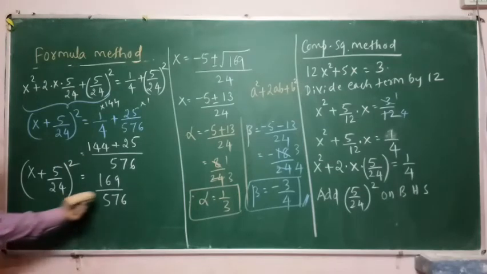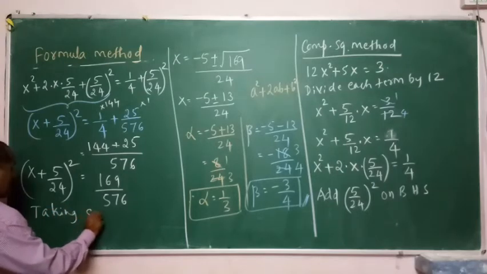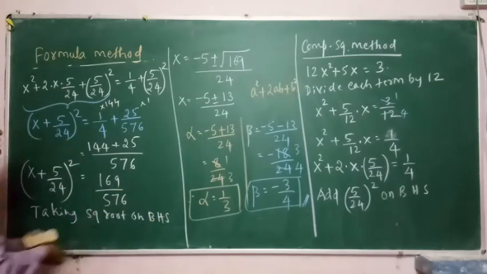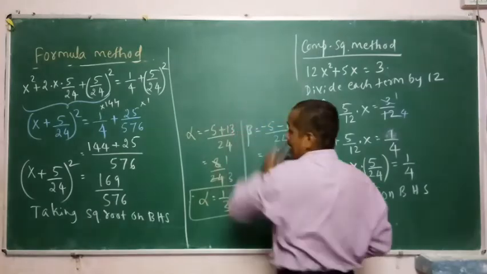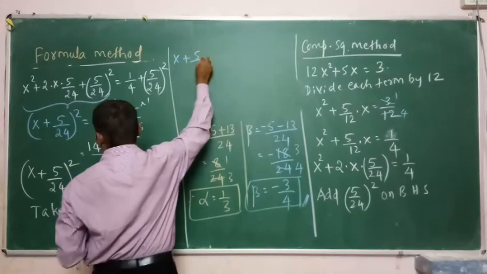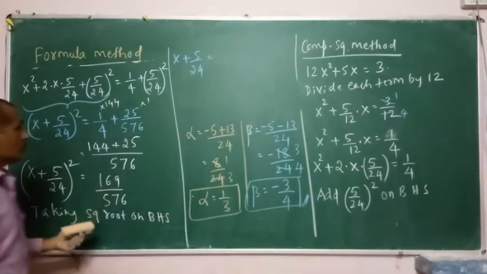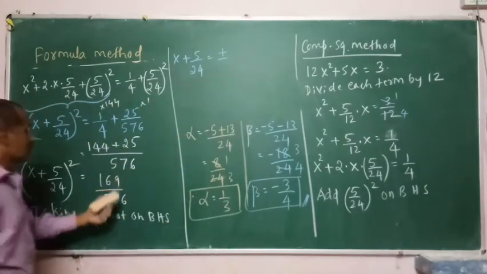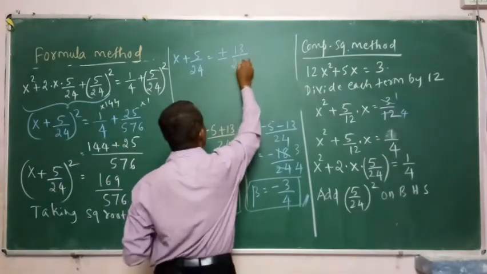What next? Taking square root on both hand sides. What will I get? X plus 5 by 24 is equal to, when you take the square root here, plus or minus, if you take the square root, what happens? 13 divided by the square root of this, which is 24.